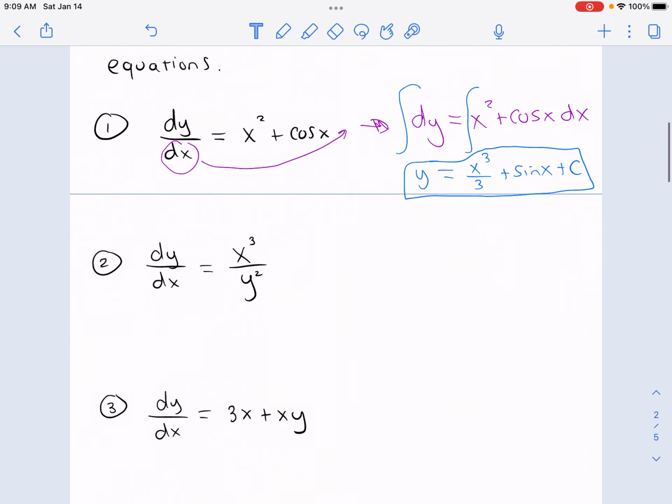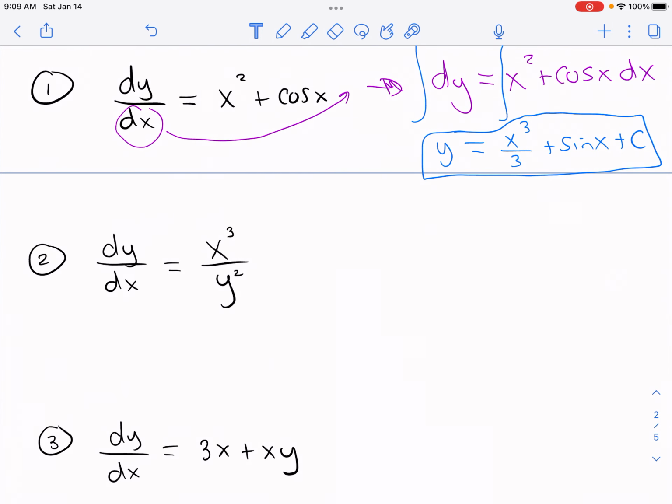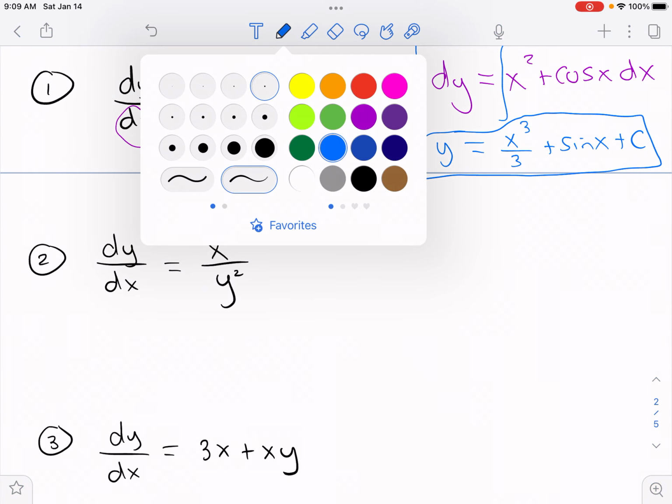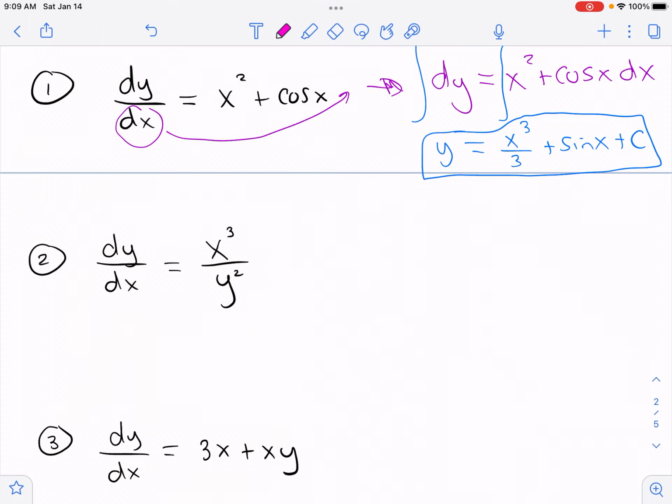The next one has the derivative in terms of the x and y coordinates. So we do need to use separation of variables here. The one above, you could have just kind of thought of it as taking the antiderivative of x squared plus cosine of x. You can't do that here until you've separated the variables and gotten the x's with the dx and the y's with the dy. So here you can kind of think of cross-multiplying. So we get this.